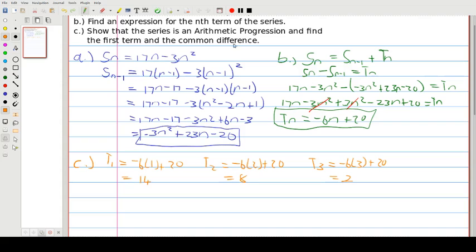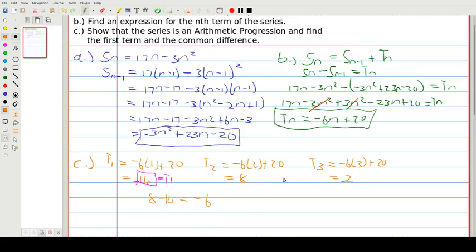The question was, show that it's an AP, so we'll get to that, and find the first term and the common difference. The first term we've already found. Term 1 equals 14. So there is our first answer. And now the common difference. The common difference is the difference between these. What is 8 minus 14? That gives us negative 6.